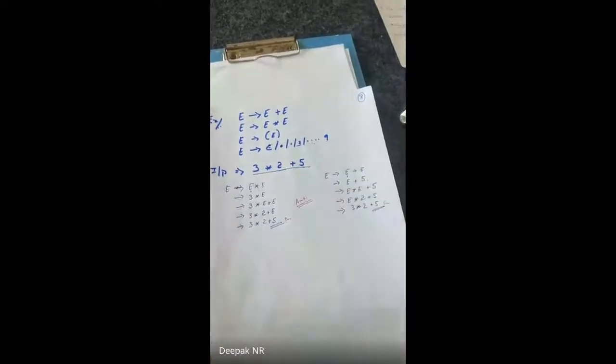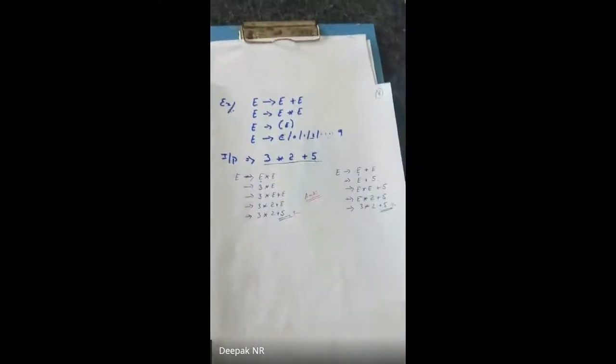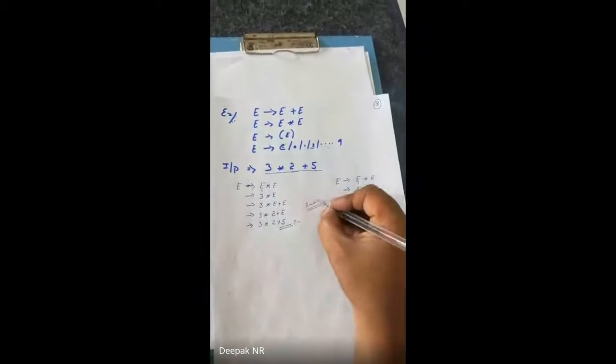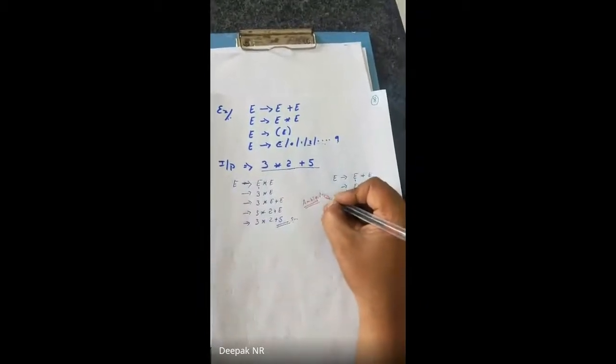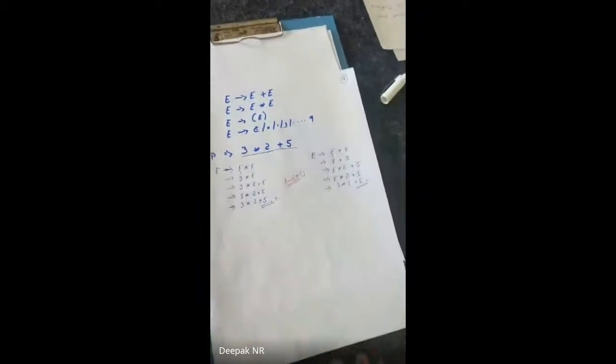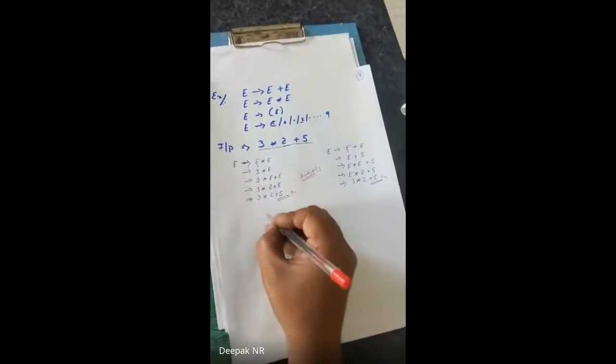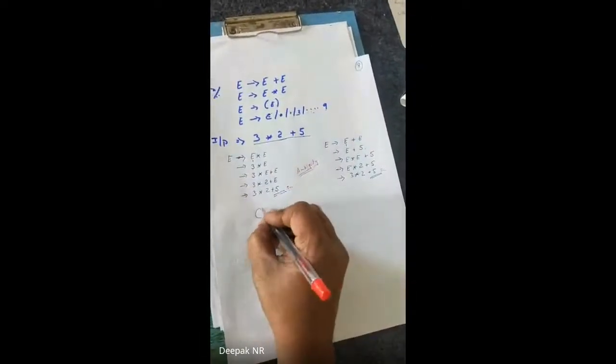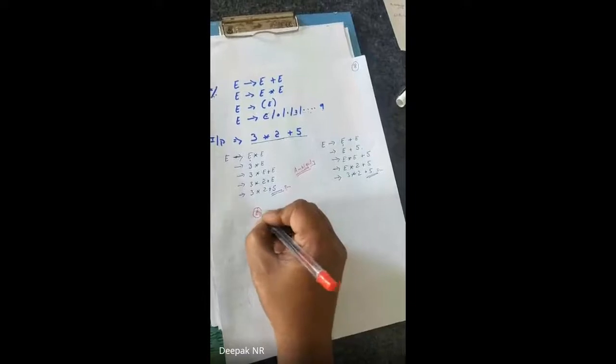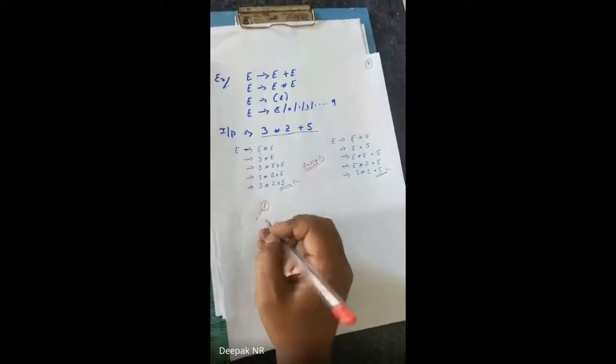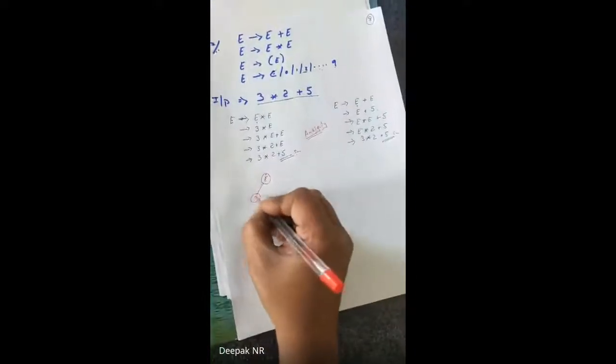Is that clear? This confusion is called an ambiguous grammar. Okay, it's called an ambiguity. Now let me write a tree. First, I'll take E for the given E.